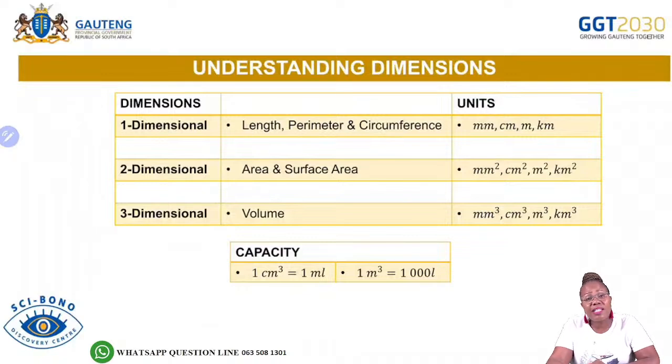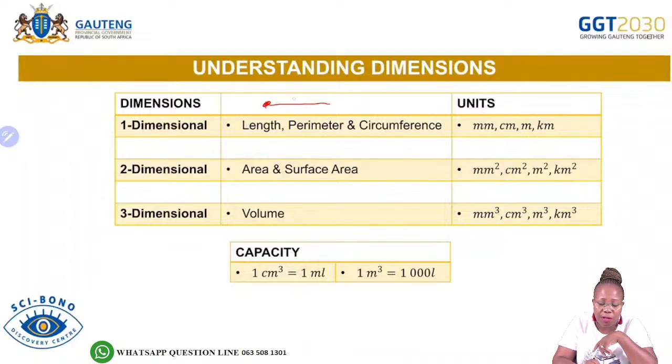And now let's understand the dimensions. We have one-dimensional, two-dimensional, and three-dimensional. When we refer to one-dimensional, it's when you talk about the length of a certain shape. That means it's only one. For example, if I draw a line here, looking at the length of the line, this is one-dimensional, because it only goes from that point to that one, no other side. So when we are talking about perimeter or circumference, it's one-dimensional.